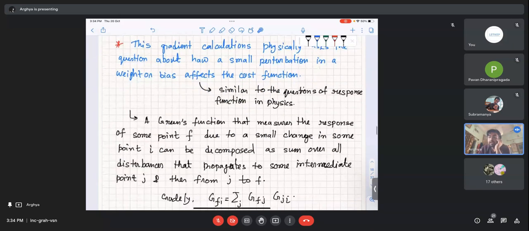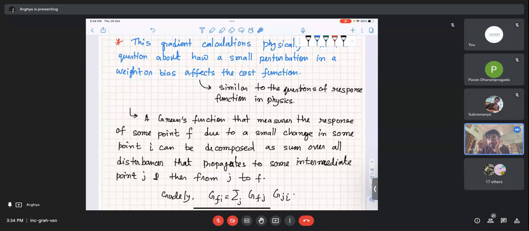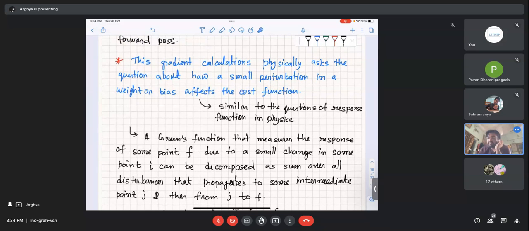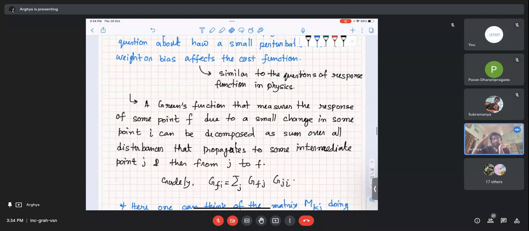Okay. Now, there are some things that might be interesting. Some of you may physically ask this question about gradient calculations: how does a small perturbation in the weights or biases affect the cost function? That question should be very trivial. But this is the same question that we ask in physics about the response function. Normally we define a Green's function, which is basically how a small disturbance at some point affects the point after that, or somewhere in the vicinity.